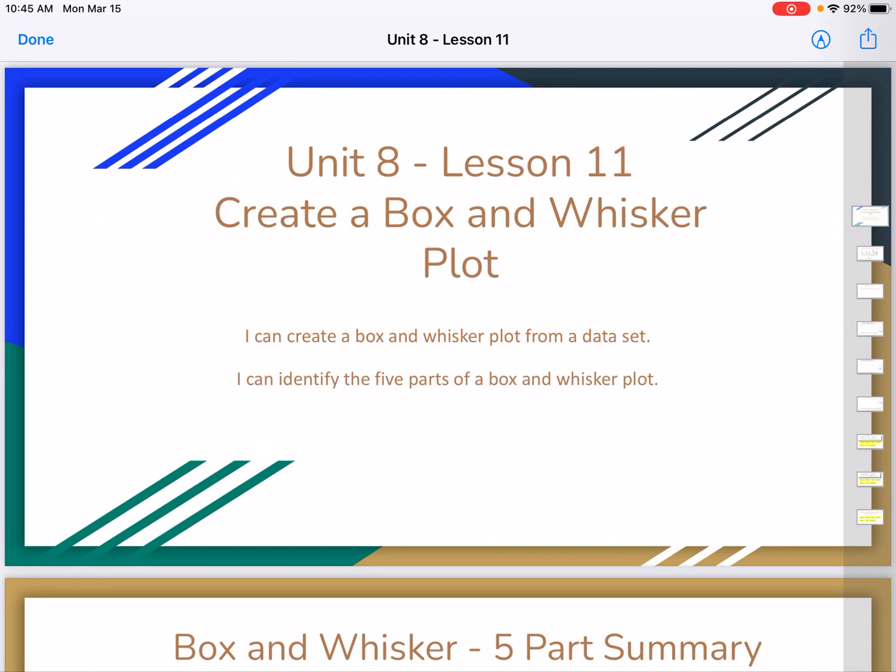Alright guys, today we're going to do Unit 8, Lesson 11, create box and whisker plots. So I can create a box and whisker plot from a data set, and I can identify the 5 parts of a box and whisker plot. So today's big takeaway is being able to create them.